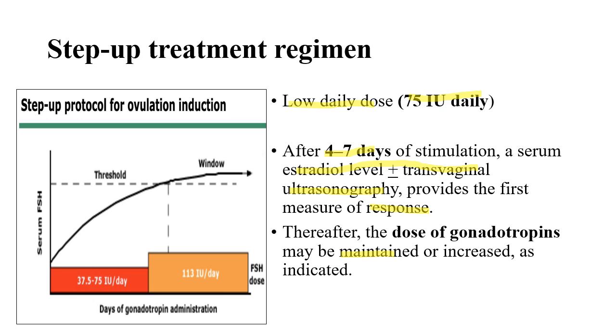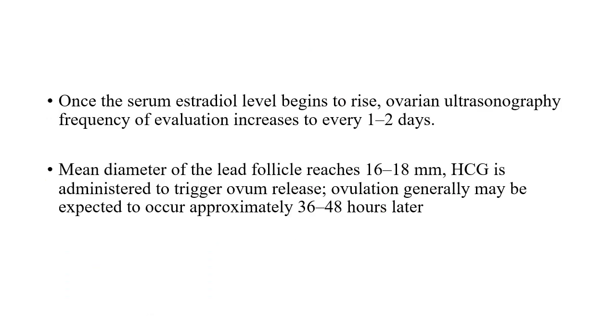This is the graph in which the y-axis shows serum FSH level and the x-axis shows the days of gonadotropin administration. In the initial days we give the lowest dose, and then after seeing the response we either maintain the same dose or increase the dose according to the response. So this is the step-up treatment regimen. Once the lead follicle, that is the dominant follicle, reaches 16 to 18 mm, we give the HCG, and then it will ovulate around 36 to 48 hours later. So this is the step-up regime.